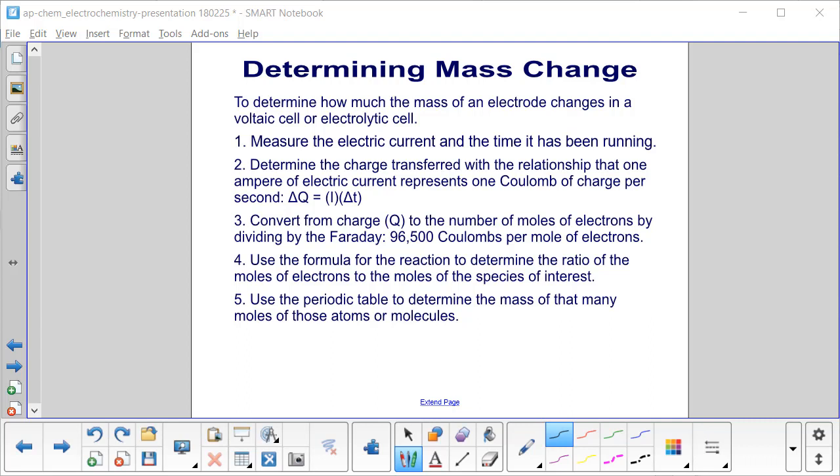Convert from charge to the number of moles of electrons using the Faraday constant, which is 96,500 coulombs per mole, so we can convert to moles. Then use the formula for the reaction to determine the ratio of the moles of electrons to the moles of the species of interest, whether we're talking about the cathode or the anode mass, and then use the periodic table to determine the mass of that many moles of those atoms or molecules.